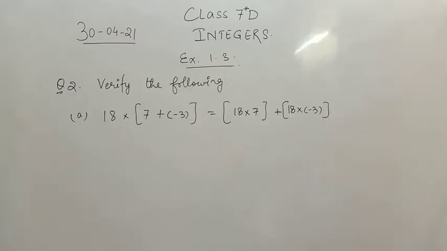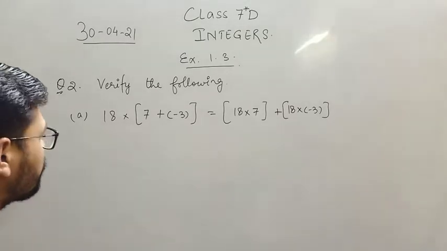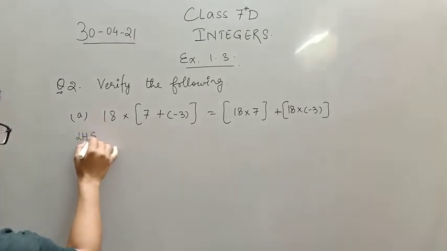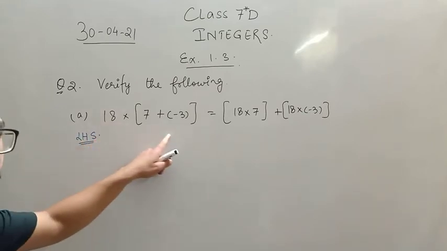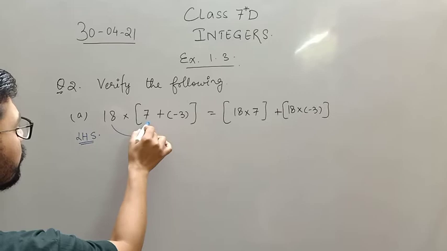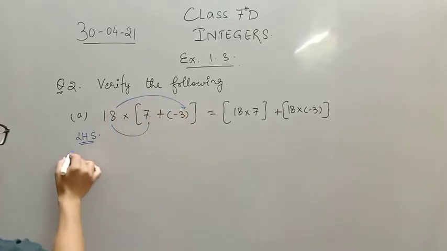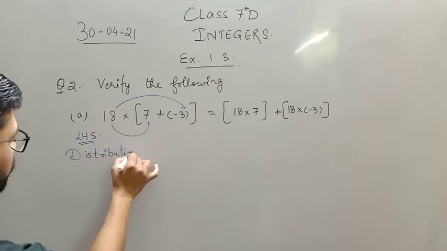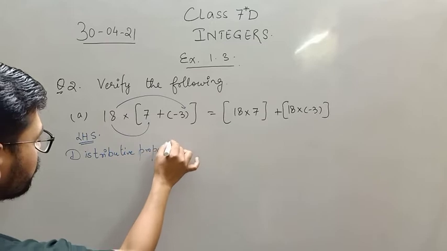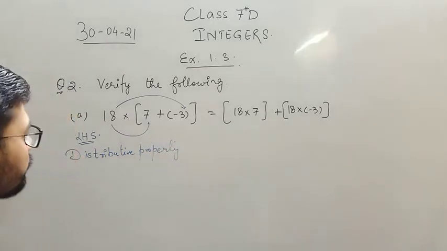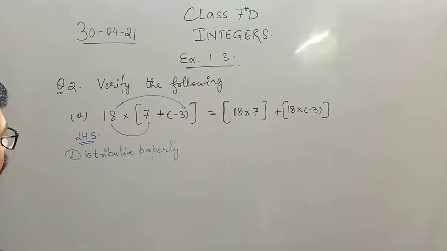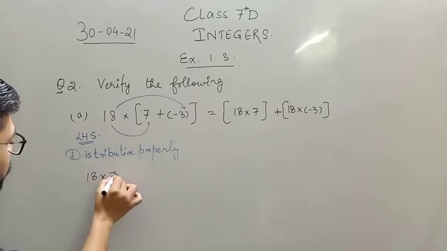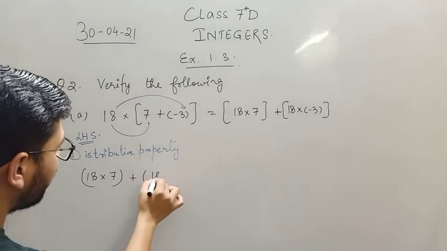Now let's take the second question. Verify the following. Now you just need to verify whether LHS equals RHS or not. So first I'll take LHS. I can apply the distributive property here. So using the distributive property, I can write 18 into 7 plus 18 into minus 3.